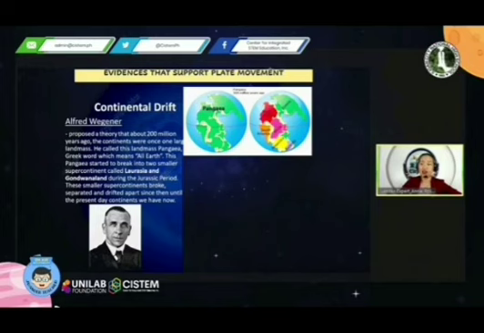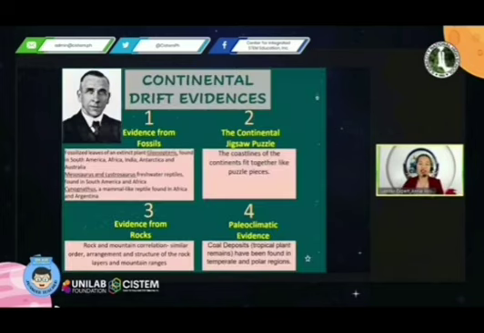So, these are his evidences that he presented to the scientific community so that he can prove that really the continents have drifted. So number one, we have the evidence from fossils. And number two, the continental jigsaw puzzle fit of the continents. Third one, you have the evidence from rocks. And fourth, you have paleoclimatic evidence. All right, so let's proceed.